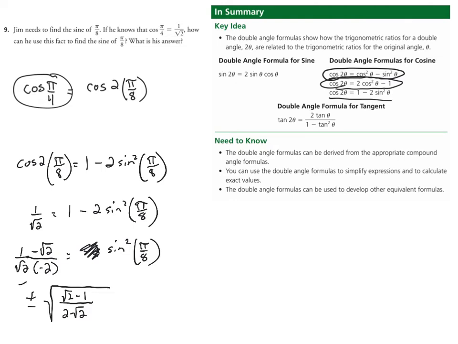Now I took out the negative from the bottom, but I also switched the top. So root 2 minus 1 is negative 1 times 1 minus root 2. Right? Like 4 minus 5 is the negative of 5 minus 4. If you have any two numbers and you're subtracting them and you switch them, then that takes away the negative. So it's just a little trick here. And that's going to be equal to sine of pi by 8.